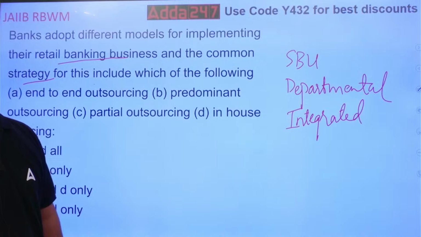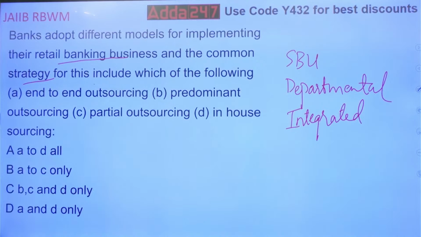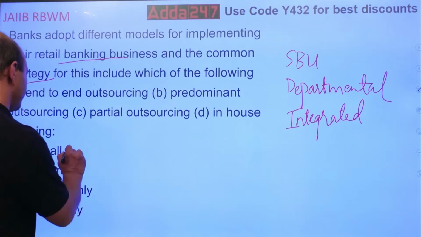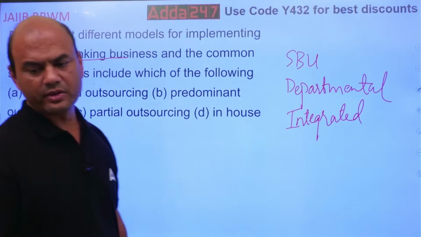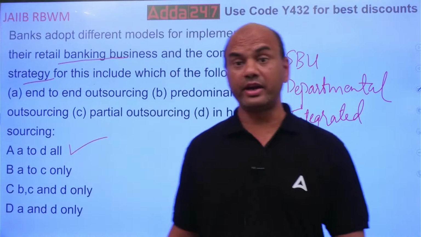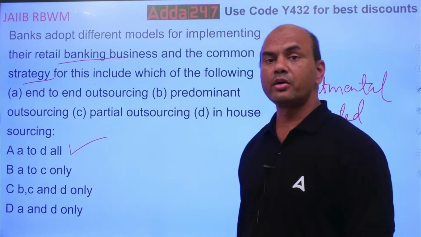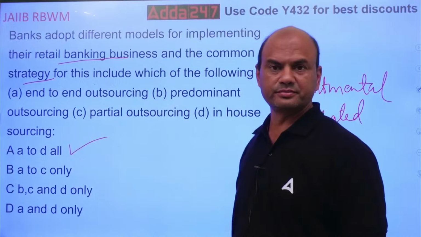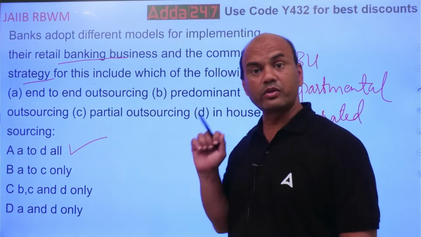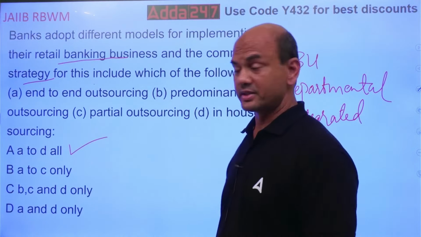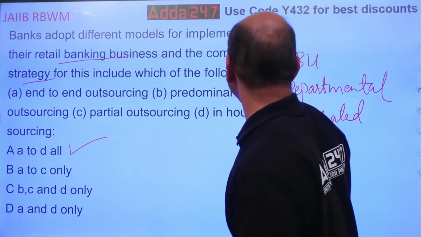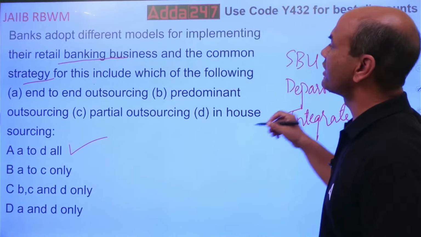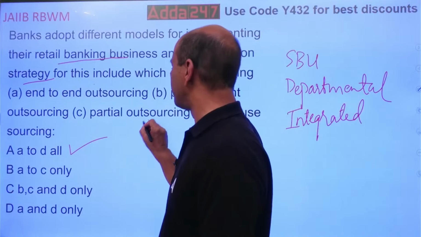Think. Think of it. The parameters are A to D all. A to D all. This is the answer. Why A to D all? How come A to D all? It's here. End-to-end outsourcing. It is followed by foreign banks. So, foreign banks, this will come under this SBU, or you can follow, I'll write it separately. Foreign banks.